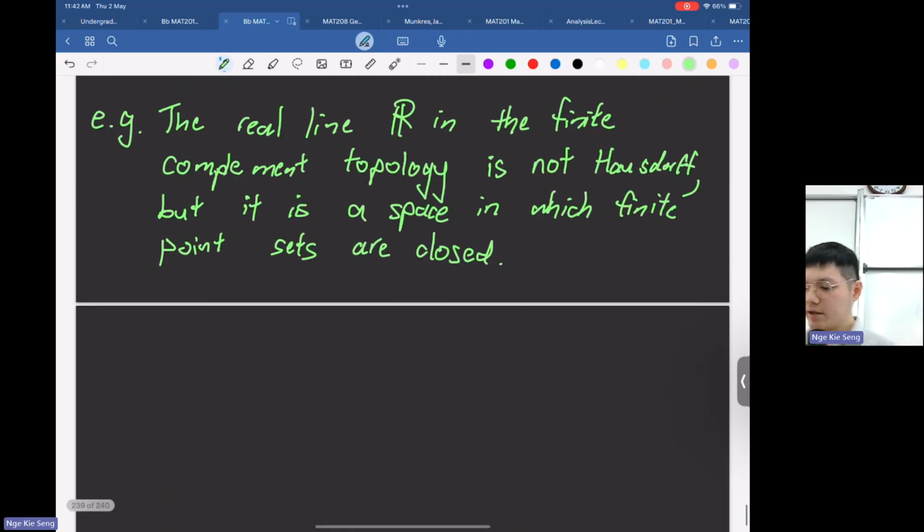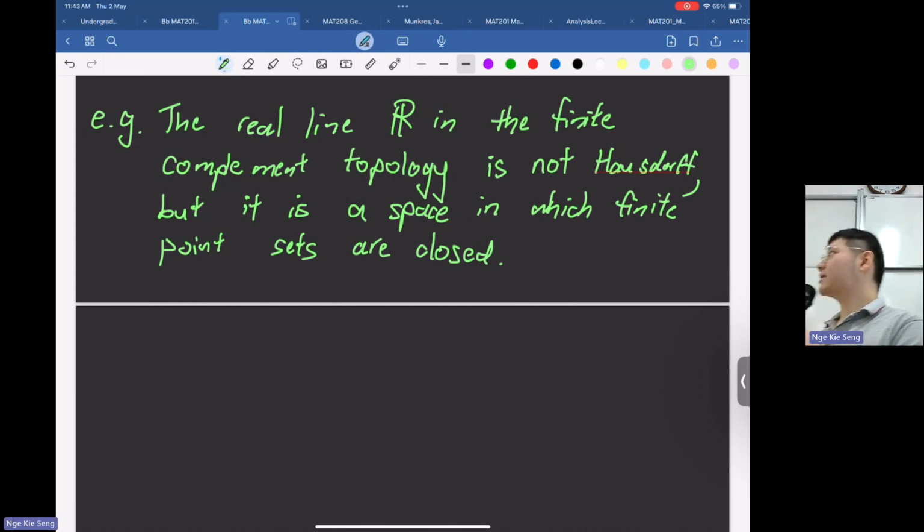Try to imagine what's happening here. If you take two points in the real line, consider any open set around these two points. You can't avoid intersection between the two open sets. So you need to think, wow, how big should this open set be? I really cannot avoid it.